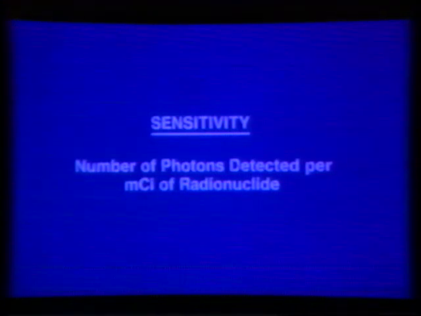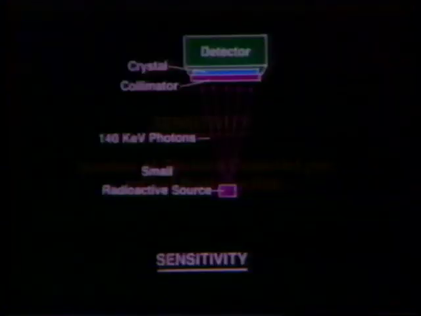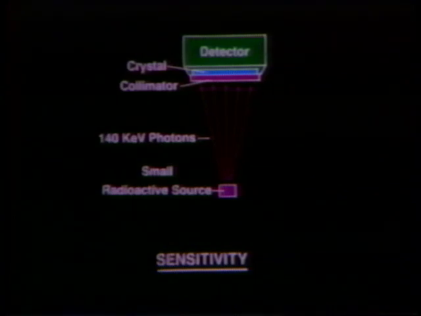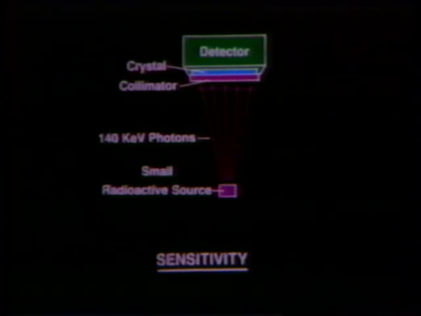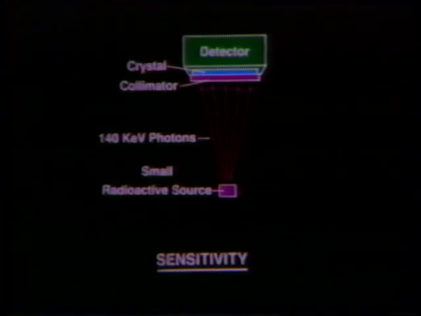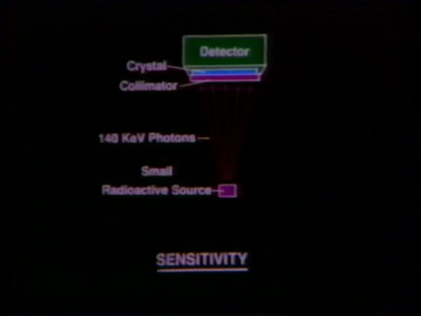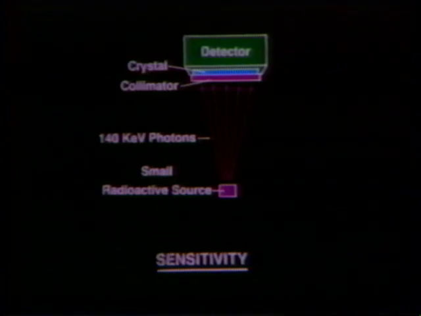Sensitivity is a measure of how many photons are detected per unit of radioactivity in a given source. Sensitivity is measured by placing a known quantity of a radionuclide in front of the collimator and obtaining the total counts per minute detected per unit of activity. Sensitivity will change with collimators.